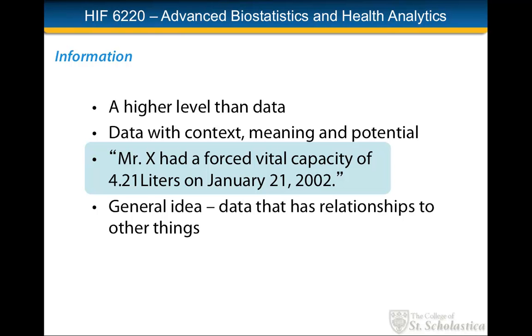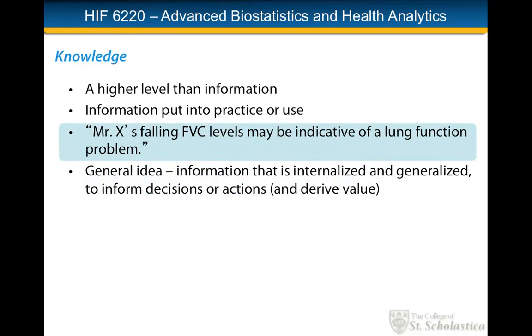If I contrast that with information, information is a higher level of data. It's data put into context, which means then it has meaning, it has some type of semantic to it, and it has potential. So let's take that example of 4.21 liters. If we think about it now, Mr. X had a forced vital capacity of 4.21 liters on January 21st, 2002. Now we have data that's defined in a relationship to other things. It begins to have more value to us.